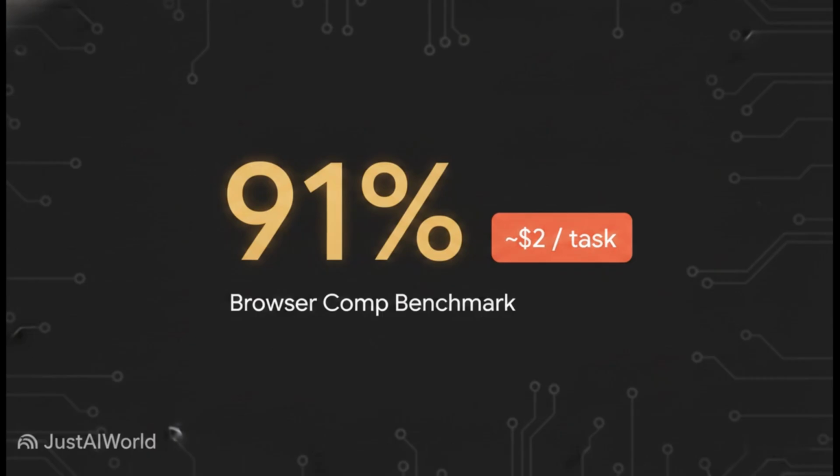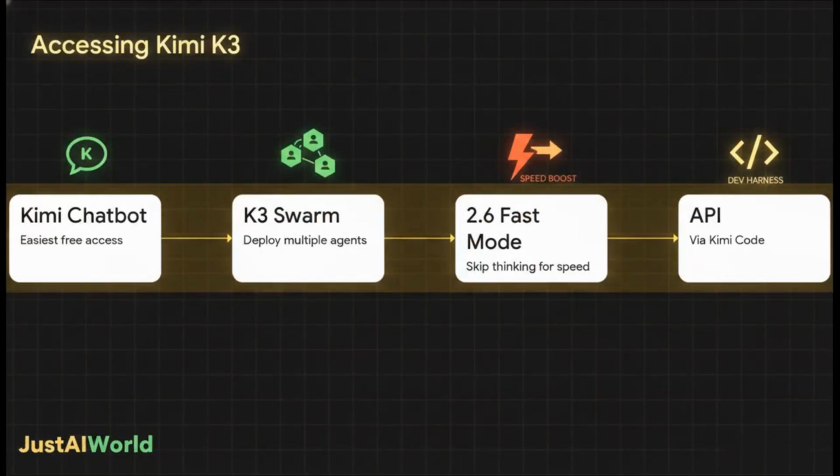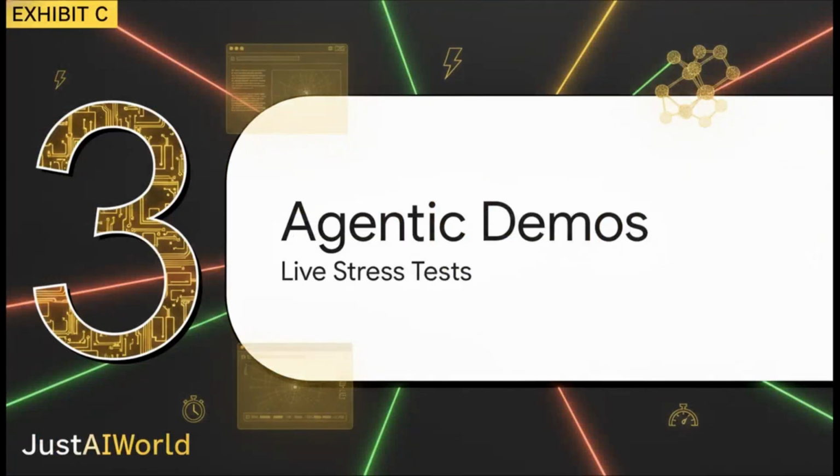So you might be wondering, how do I actually get my hands on this? Well, here are the 4 main ways you can integrate K3 into your daily workflows. Right the second, the Kimi chatbot is by far the easiest free access point. Or you can use K3 Swarm if you need to deploy multiple agents. There's also the 2.6 fast mode, which is great to skip the thinking phase when you just need raw speed. And of course, you can access the API directly through developer harnesses like Kimi Code.